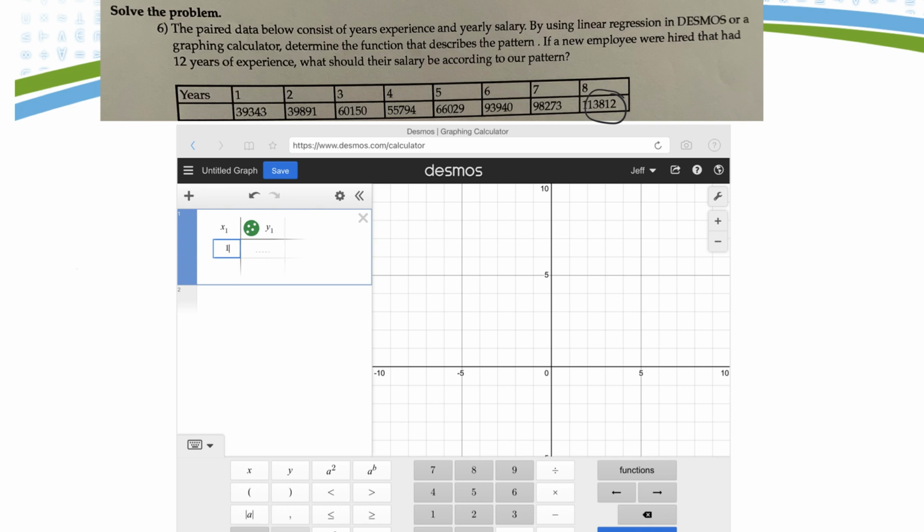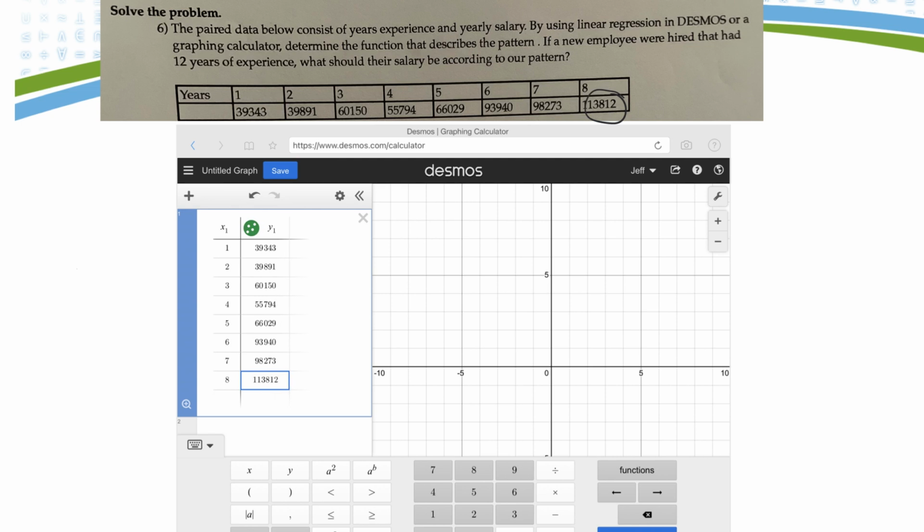So for year 1, 39,343. Year 2, 39,891. Year 3, 60,150. Year 4, 55,794. Year 5, 63,029. Year 6, 93,940. Year 7, 98,273. Year 8, 113,812. Okay, so I have all my data in.